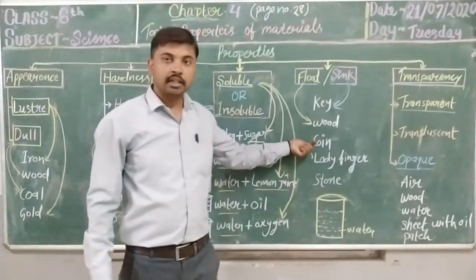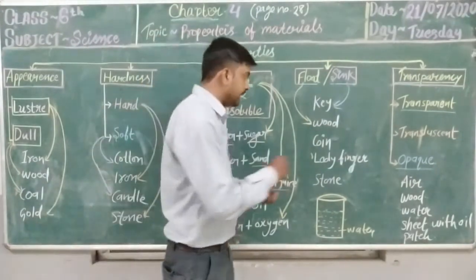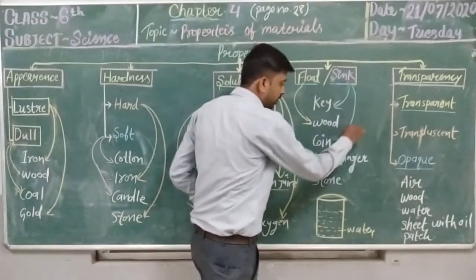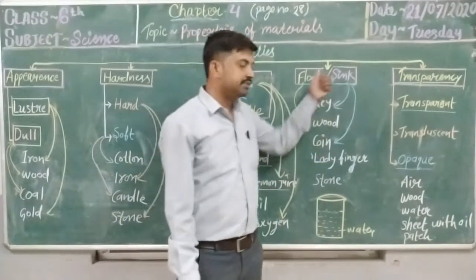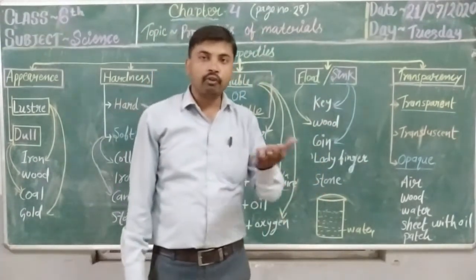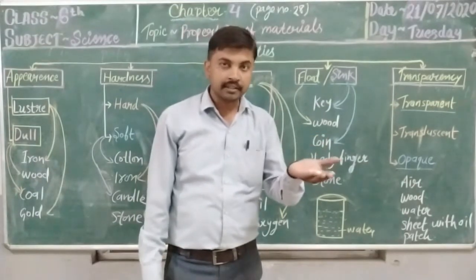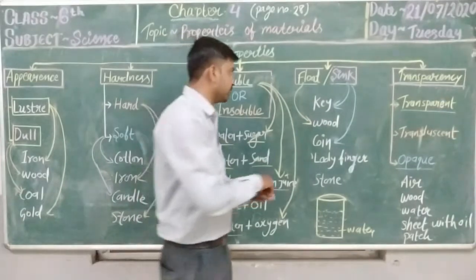Then coin is also made up of metal, so coin also dips or sinks into the water. So we take it into the category of sink. Okay. Then lady finger also floats on the surface of water. It means it shows which property? Floating property. Very good.